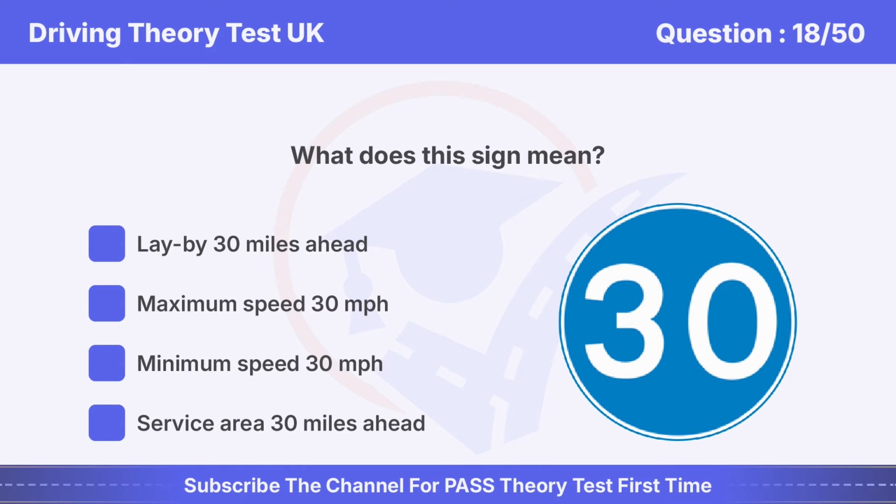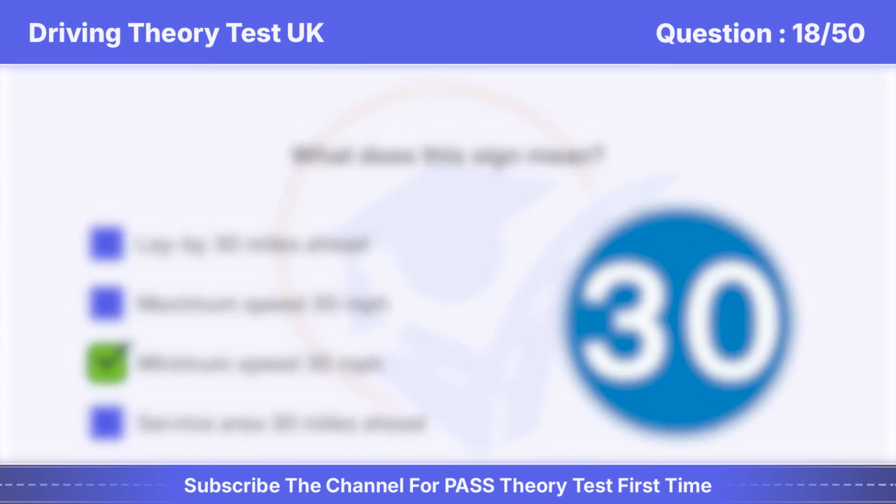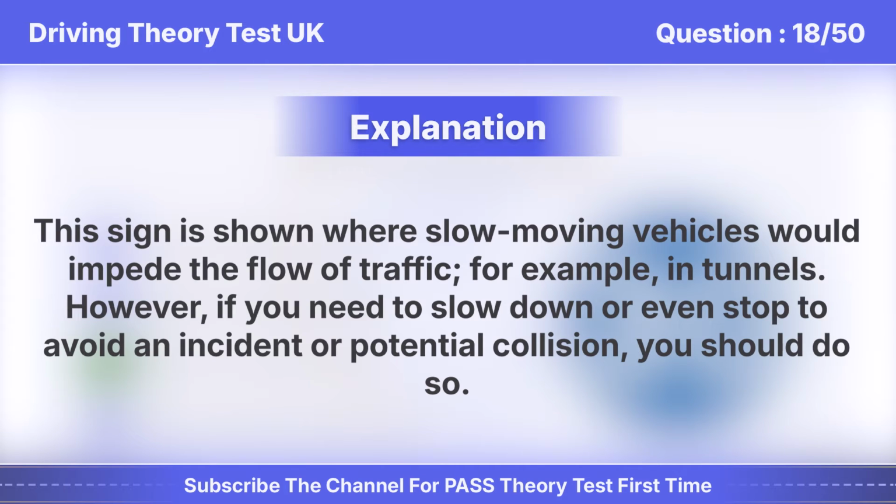Question 18. What does this sign mean? Answer is C. Minimum speed 30 miles per hour. This sign is shown where slow-moving vehicles would impede the flow of traffic, for example, in tunnels. However, if you need to slow down or even stop to avoid an incident or potential collision, you should do so.